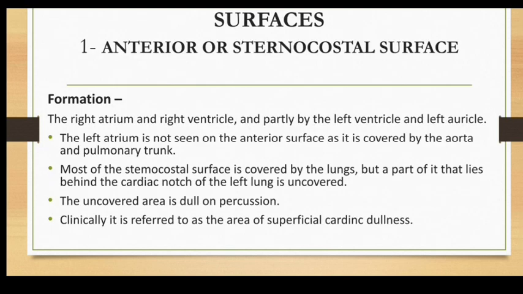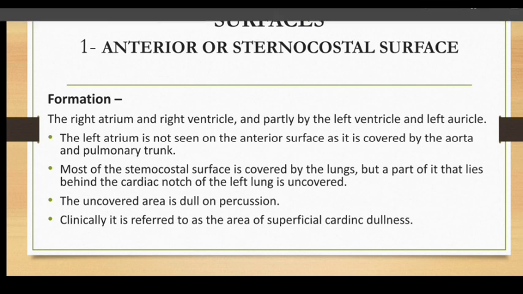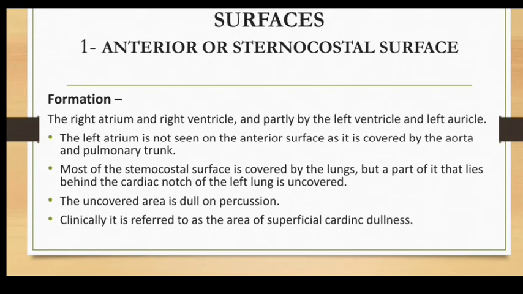Now, surfaces. The heart has three surfaces. The anterior or sternocostal surface. It is formed by the right atrium and right ventricle and partially by the left ventricle and left auricle. These form the anterior surface of the heart, known as the sternocostal surface. The left atrium is not seen on the anterior surface and it is covered by the aorta and pulmonary trunk. Right?